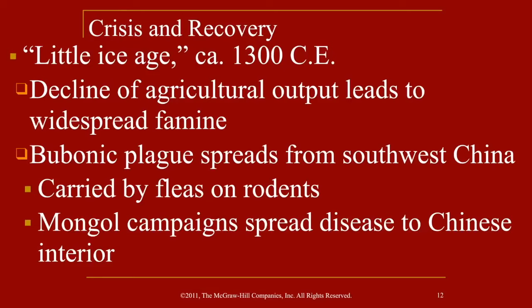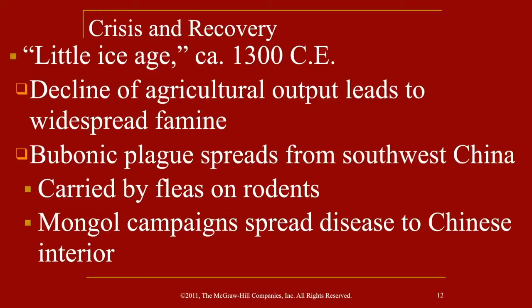Crisis and recovery. The Little Ice Age. Somewhere around 1300 CE, the Earth decided that it was going to go through a dramatic climatic change, specifically throughout most of Europe. This led to a decline of agricultural output that leads to widespread famine. In some areas of the very farthest north parts of Europe, Europeans were basically unable to grow anything because the entirety of that section of the globe cooled. And as a result of that cooling, even a few temperature degrees can cause huge changes and shifts in the way that agriculture is actually grown. This leads to famine, which leads to people dying.